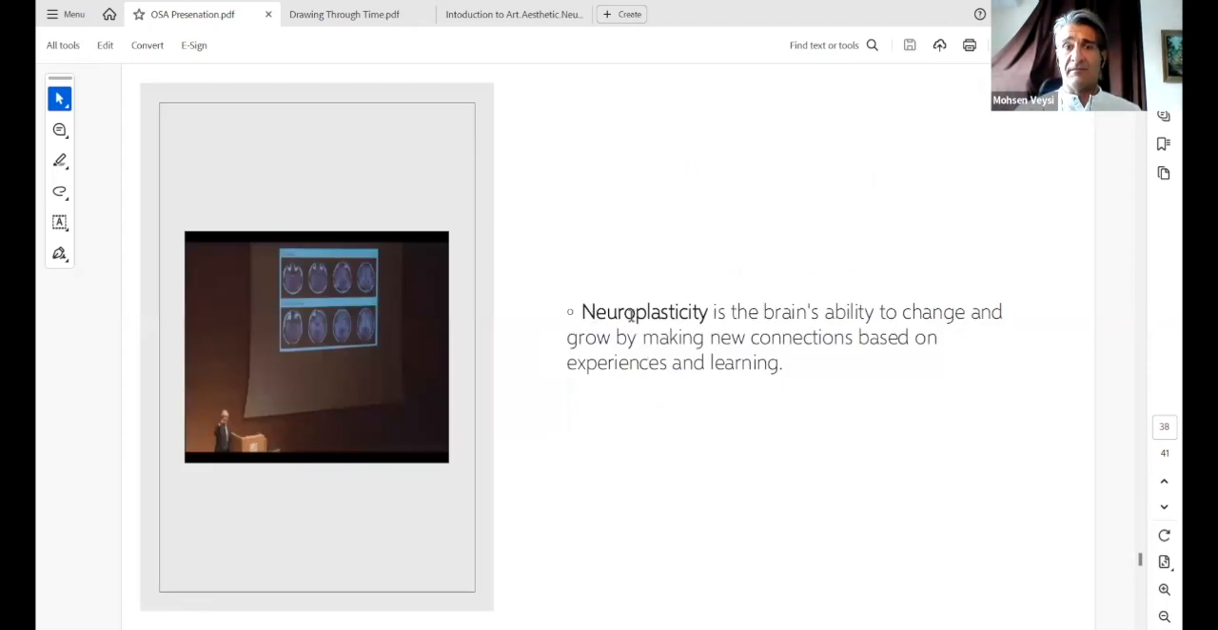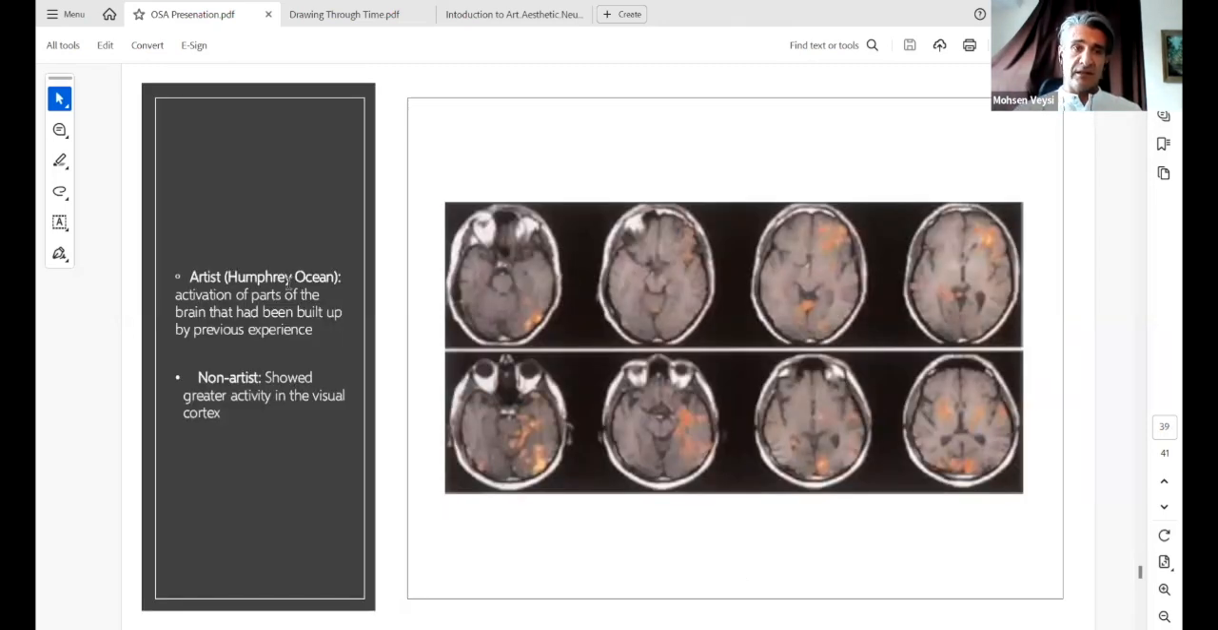Finally, neuroplasticity, which is the brain's ability to change, grow, and rewire itself with new experiences, helped Professor John Onians pioneer neuro art history. It answers the question of why we have different types of artworks, and why each artist's art is unique and different from the others. Basically, in the 90s, there was a study on the brains of a professional artist and a non-artist. They scanned their brains during painting, and they realized that in the artist's brain, there was activation of the parts of the brain that had been built up by previous experience.